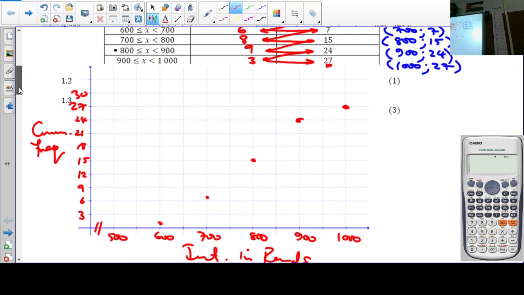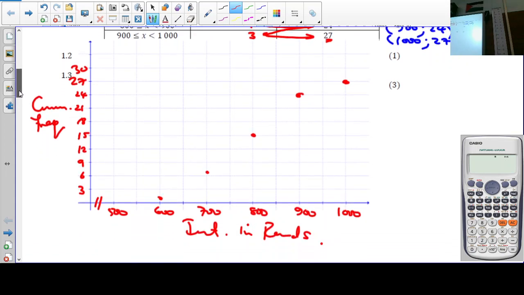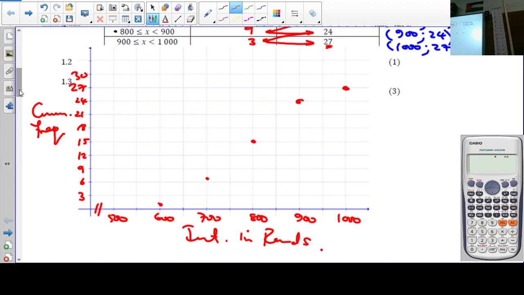So what do you see now? We can connect the dots freehand, not with a ruler. If you're going to use a ruler, you should lose a mark. So we connect these dots freehand.